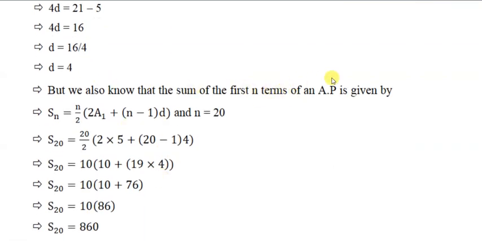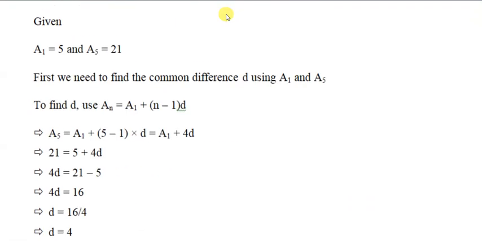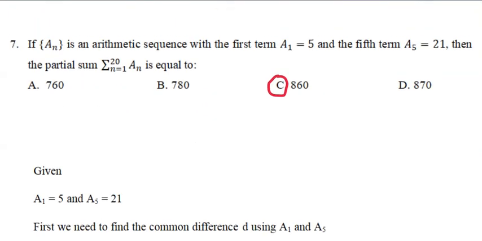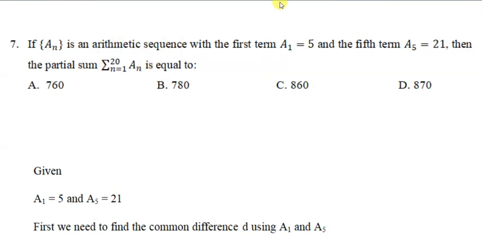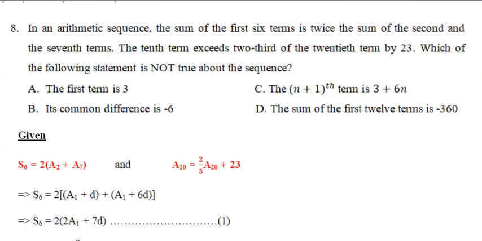And also again, the sum of the first n terms of an arithmetic progression is given by this one. We have all of the variables here, and simply substitute numbers for each variable, and then you will get this one. Okay, next let us see question number 8.